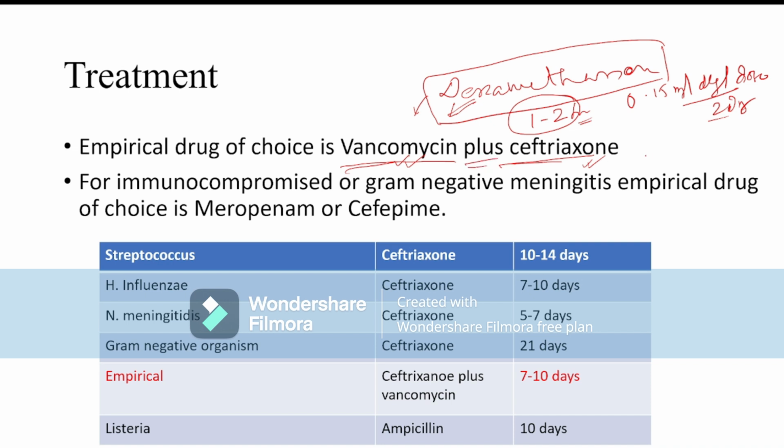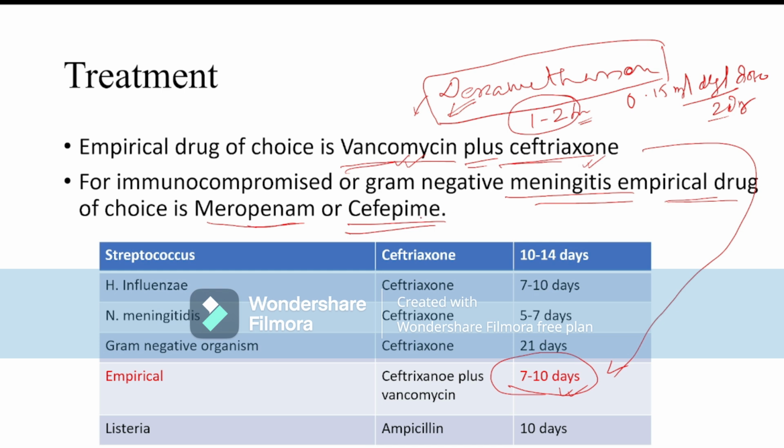And what is the duration of treatment? The duration of treatment is 7 to 10 days. We have to give 7 to 10 days of ceftriaxone and vancomycin for the patient. And if the child is immunocompromised or has a gram-negative organism, then the empirical drug of choice, before the culture report, we have to start antibiotic, that is meropenem, or we will give cefepime. So the drug of choice is meropenem or cefepime.